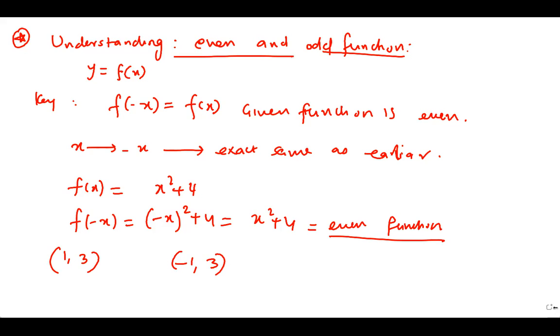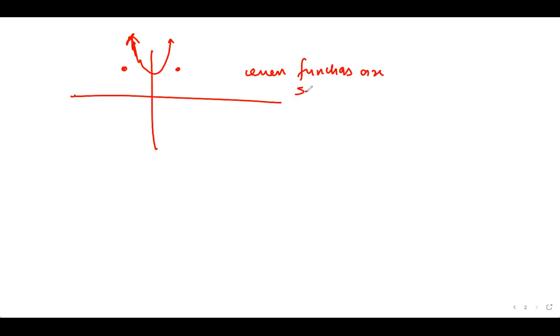Now, even functions, if you see, common sense is that, for example, 1 comma 3 is here, and negative 1 comma 3 is here, you can see that it's symmetric about the y-axis. So I can just take the same graph, y equals x squared plus 4, that is also symmetric about the y-axis. So even functions are symmetric about the y-axis.